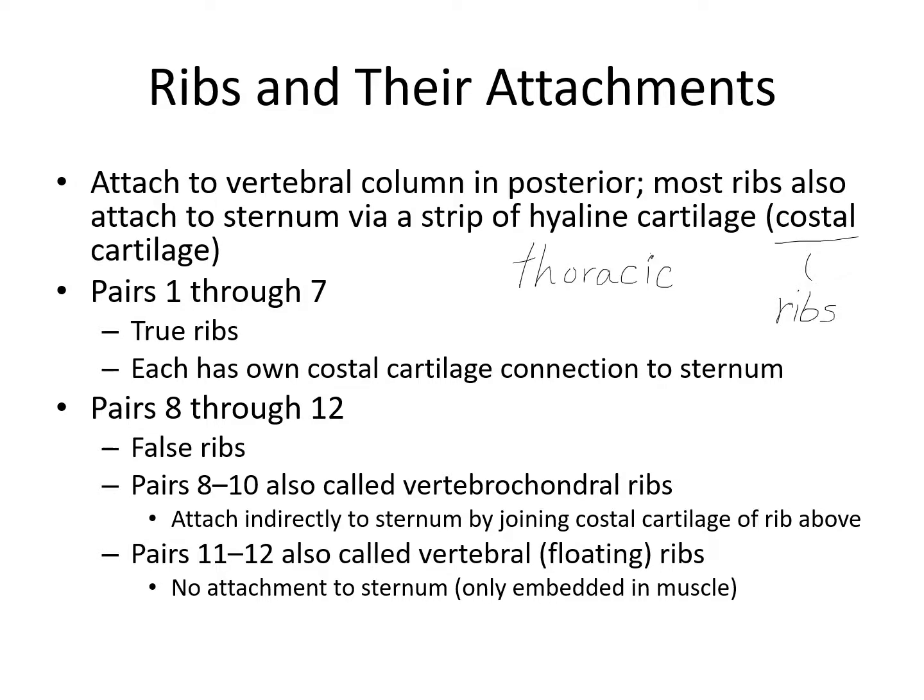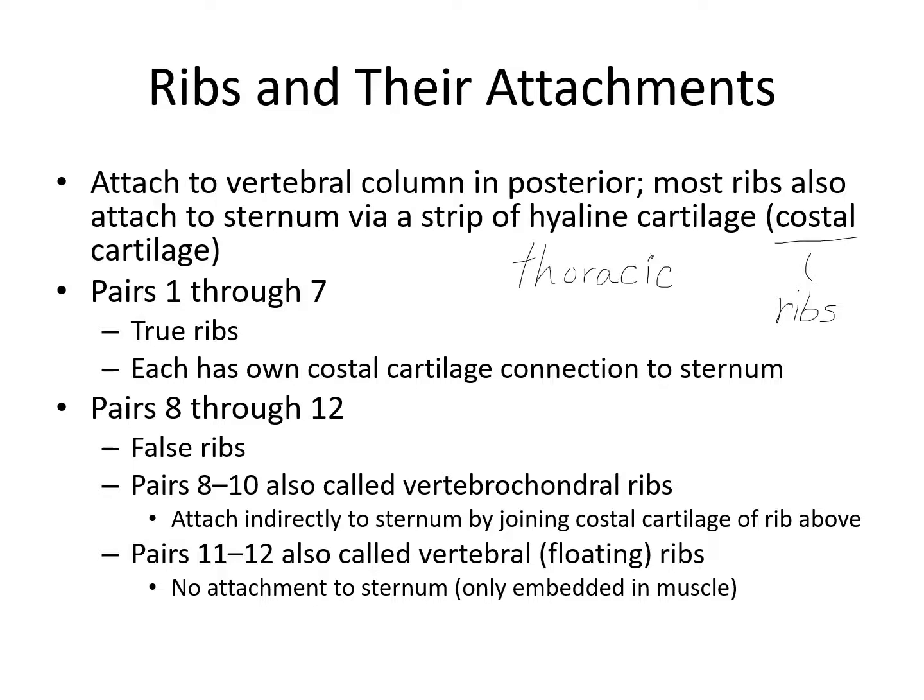Okay, so with ribs, pairs 1 through 7, what this means is there's going to be one rib attaching to the left side of the thoracic vertebra and one rib attaching to the right side of the thoracic vertebra, coming around anteriorly and meeting with costal cartilage or otherwise forming part of the structure of the thoracic cage anteriorly. So pairs 1 through 7 are known as true ribs. That's because each one of these ribs has its own costal cartilage connection to the sternum.